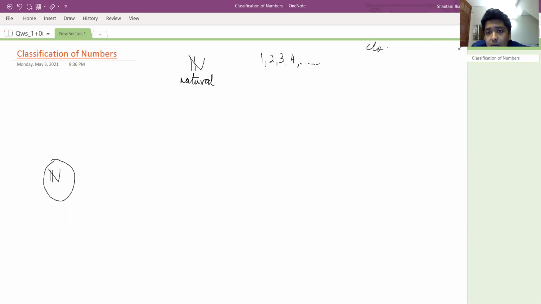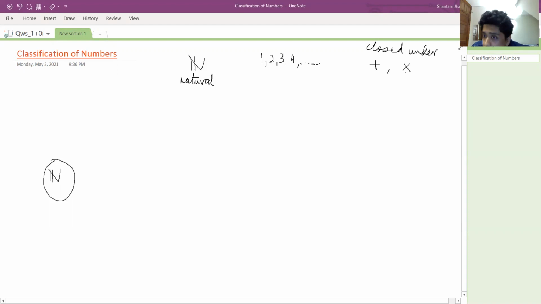So the mathematical operation that the set of natural numbers is closed under, to begin with, is addition, because if I add 2 and 3, I'm still in the set. If I add 4 and 3, I'm still in the set. And multiplication. If I multiply any two numbers, I'm still in that set.